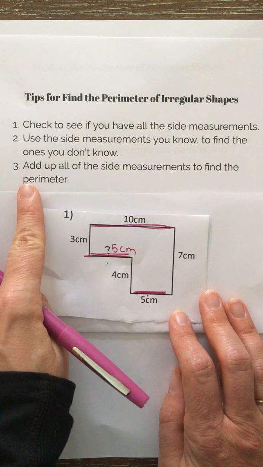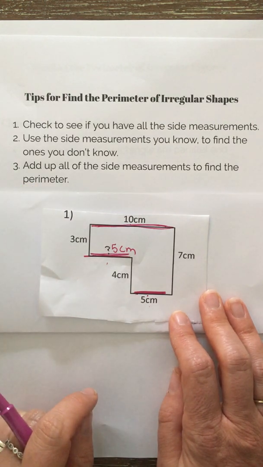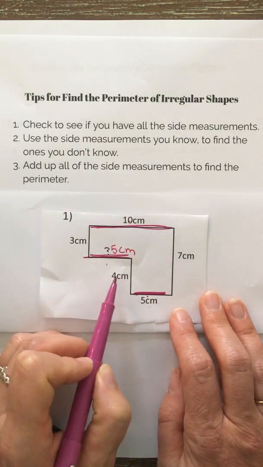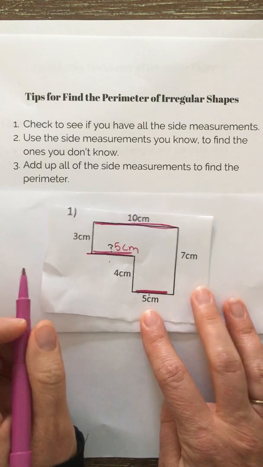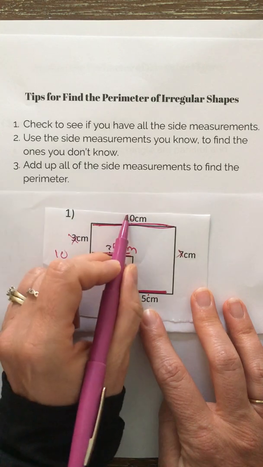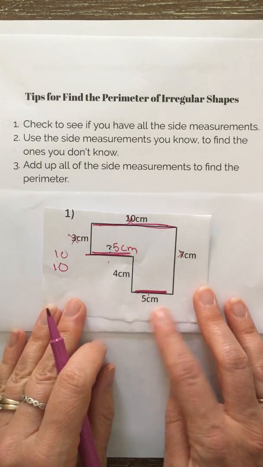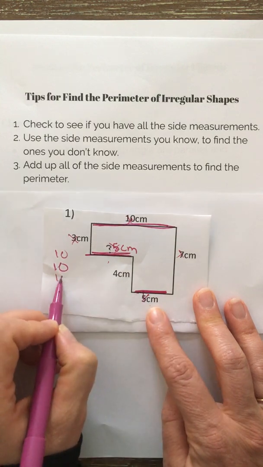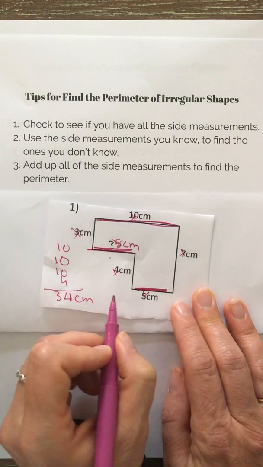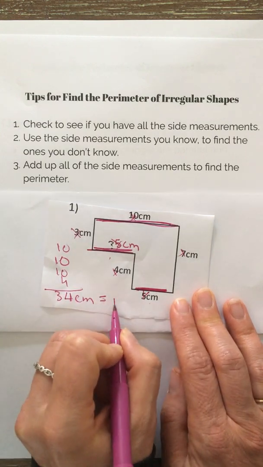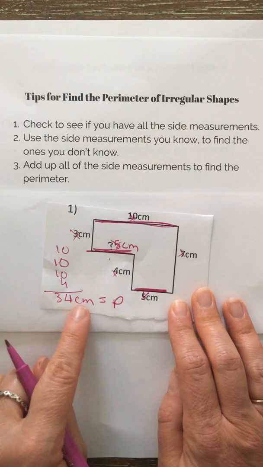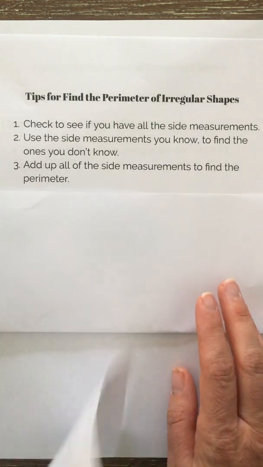I'm going to need to go to my third step, which is add up all the side measurements to find the perimeter. Okay, so I have 10, 7, 5, 4, 5, and 3. I like to add friendly numbers. Well, I know 7 and 3, that's 10. I have another 10. And then I have a 5 and a 5, which is another 10, and then my 4. So then I have 34 centimeters. That is my perimeter of this rectangle. Be sure to use your units of measurements when you're finding the perimeter. Let's try another one.